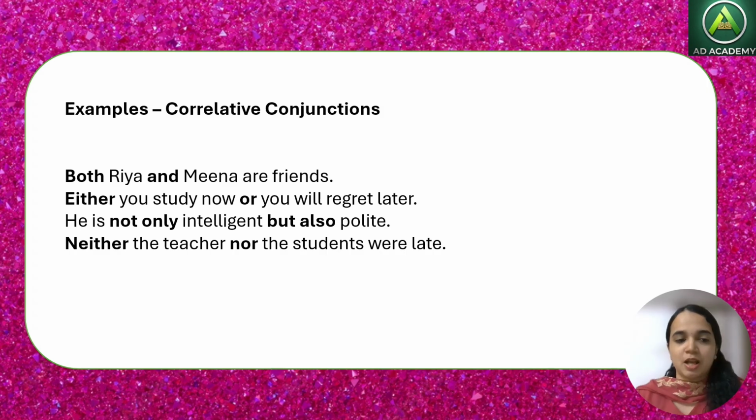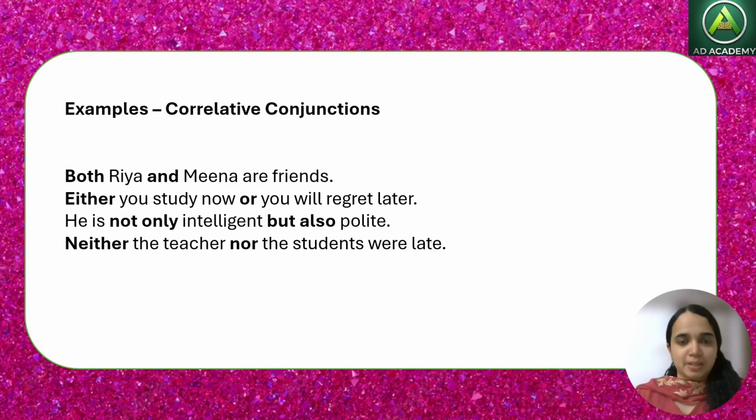Here are the examples. Both Ria and Meena are friends. You can also check the verb. You can study the subject verb agreement rule. When we are using these correlative conjunctions, the verb is also very important. For both and we can use a plural verb. As we are mentioning, both Ria and Meena, and we have used the plural verb are friends. What about the second one, either or? Either you study now or you will regret later.